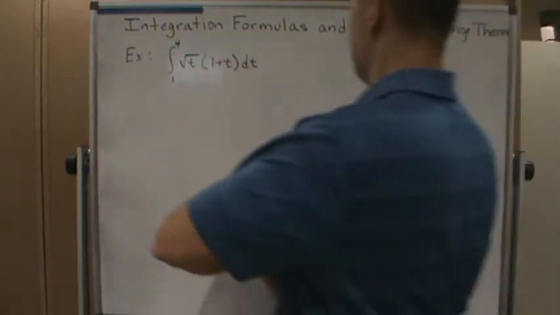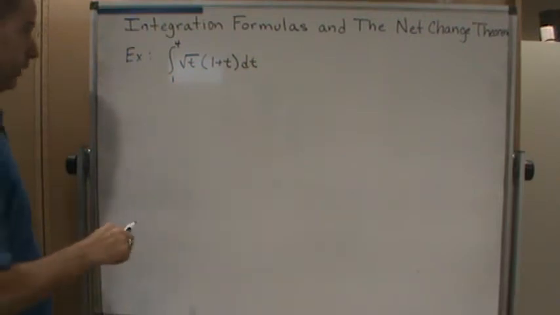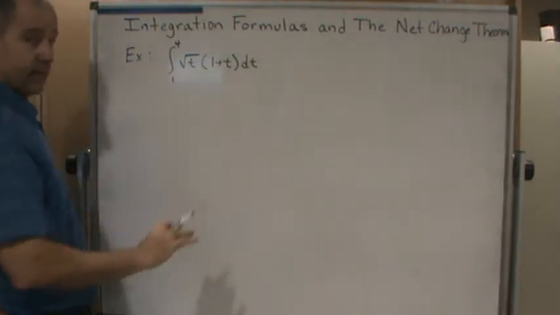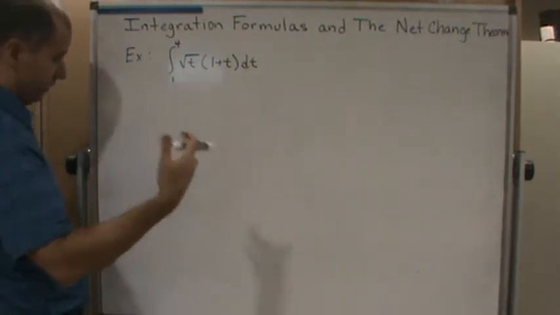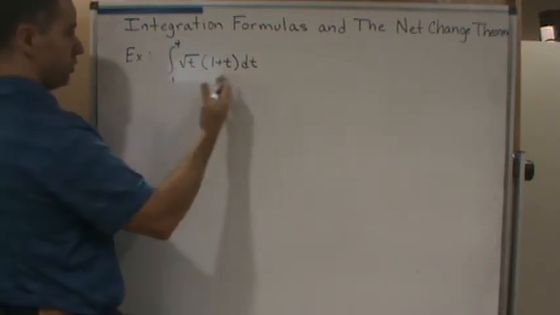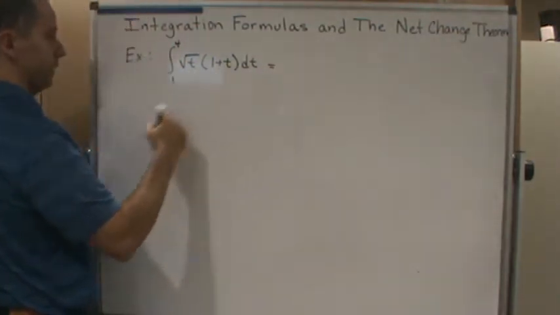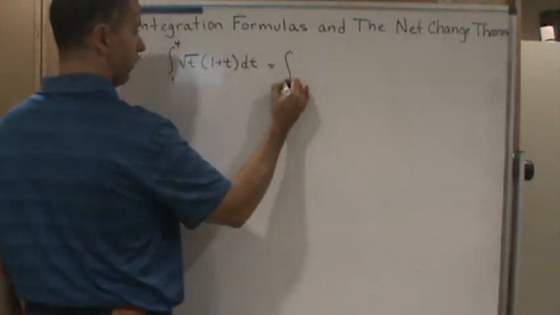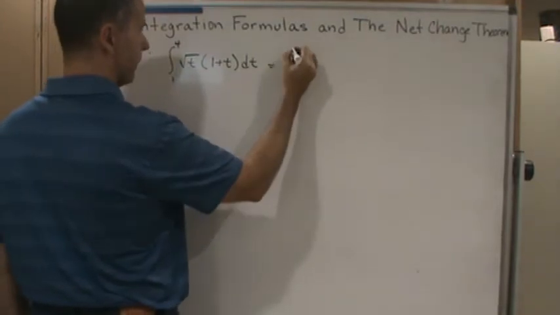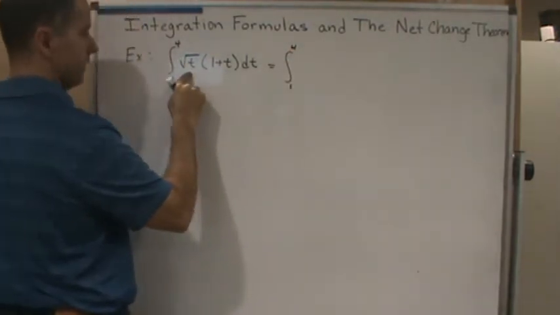Okay, so now we're going to apply the power rule here. So again, we're going to integrate this definite integral, so we're going to use the fundamental theorem of calculus, part 2, right? And we're just going to use what we know. So the first thing is we need to find the antiderivative of this thing. So I'm going to rewrite this, and I'm going to distribute this here.